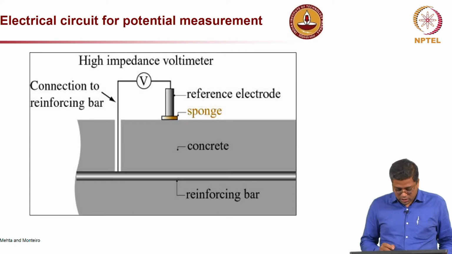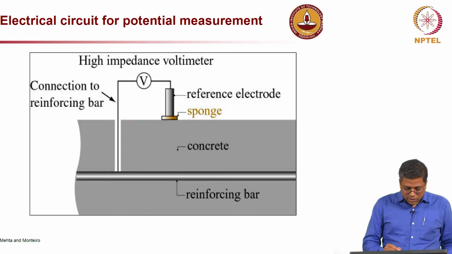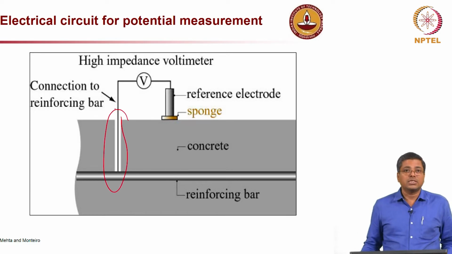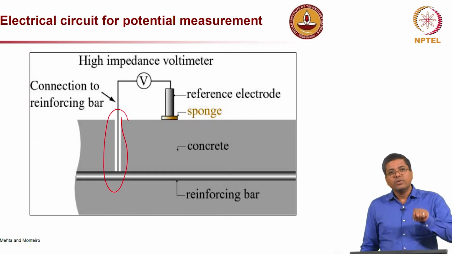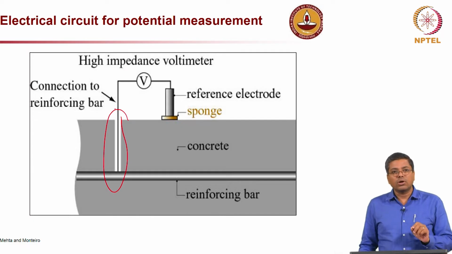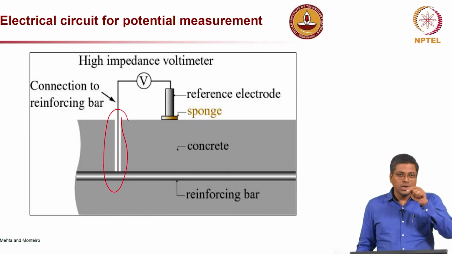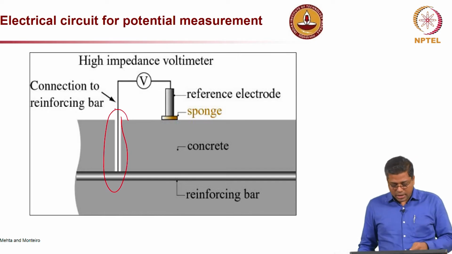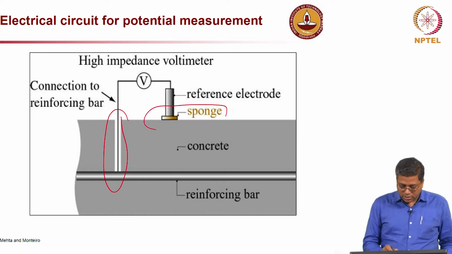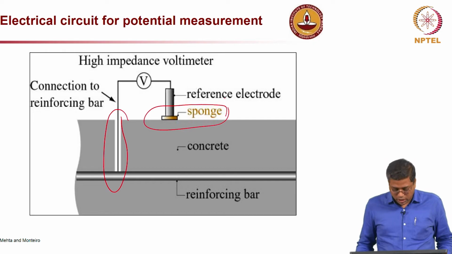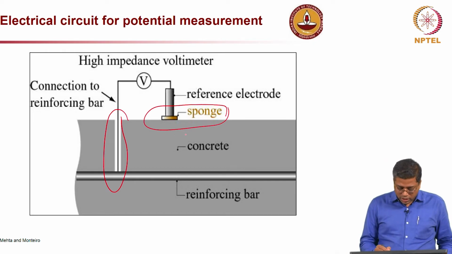So, this is a simpler schematic showing how this particular potential measurement works. You can see the one main thing in this, you have to really get an actual electrical connection to the rebar. So, how do we do it? We drill a hole at some point on the reinforced concrete structure and connect to the rebar, and then the other terminal is connected to the reference electrode, and a good contact at the concrete surface is also required, and then you have concrete here.